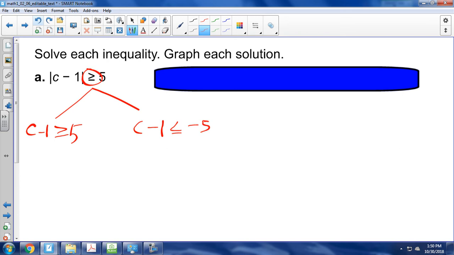But when I say "greater," you say "or." Greater, or? Greater, or? When I say "greater," you say "or." Good. So we put an "or" in between, and we solve as that is.